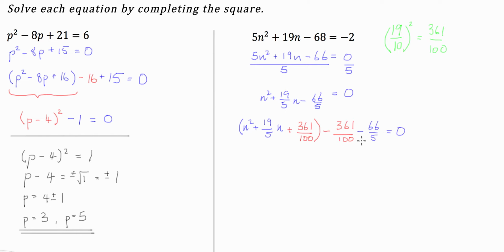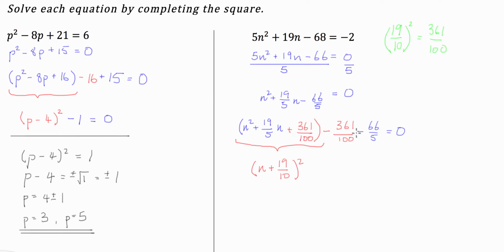Cool. Now what we have to do is join these two terms together, combine our like terms, and then factorize this. If we factorize this first, this is a perfect square. The way this factorizes down is n plus 19 over 10 all squared. So there's our perfect square that we could use to get this.